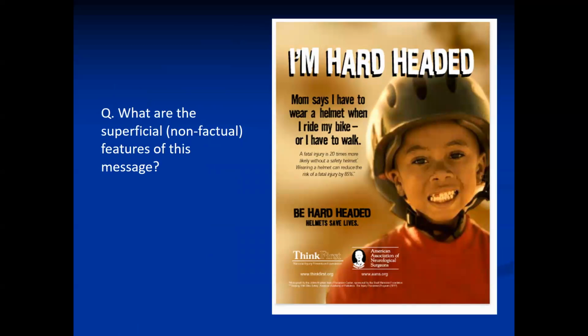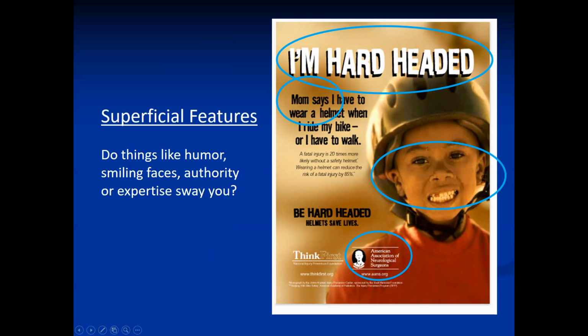The superficial features of the example message are circled. These include a funny slogan, a smiling face, an order given by a mother, and the official logo of the American Association of Neurological Surgeons. People who consider the wearing of safety helmets to be an unimportant issue will attend to these superficial features.